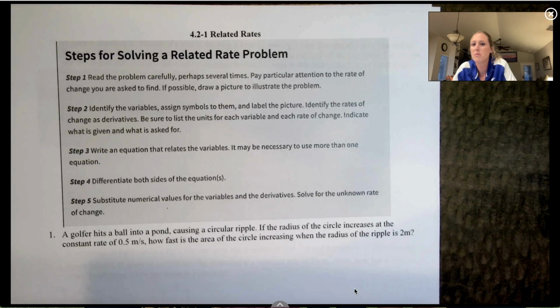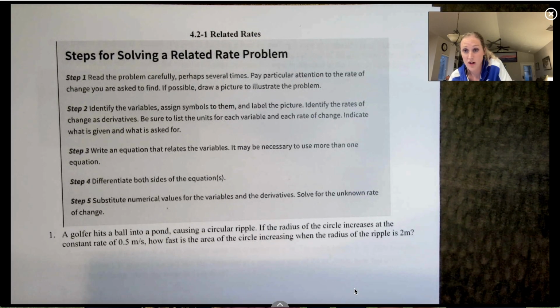But basically, make sure we know what we're finding. So read the problem carefully. Definitely draw a picture if you can. Identify what your variables are and assign symbols to them. Label your picture. Identify rates of change, which will always be your derivatives. That's really important. Be sure to list units for our variables and indicate what is given and what is asked for. Okay. We're going to write an equation that relates our variables, and it may be necessary to use more than one equation. We're going to differentiate both sides of our equations, and we're going to substitute in the numerical values we know and then solve for our unknown rate of change.